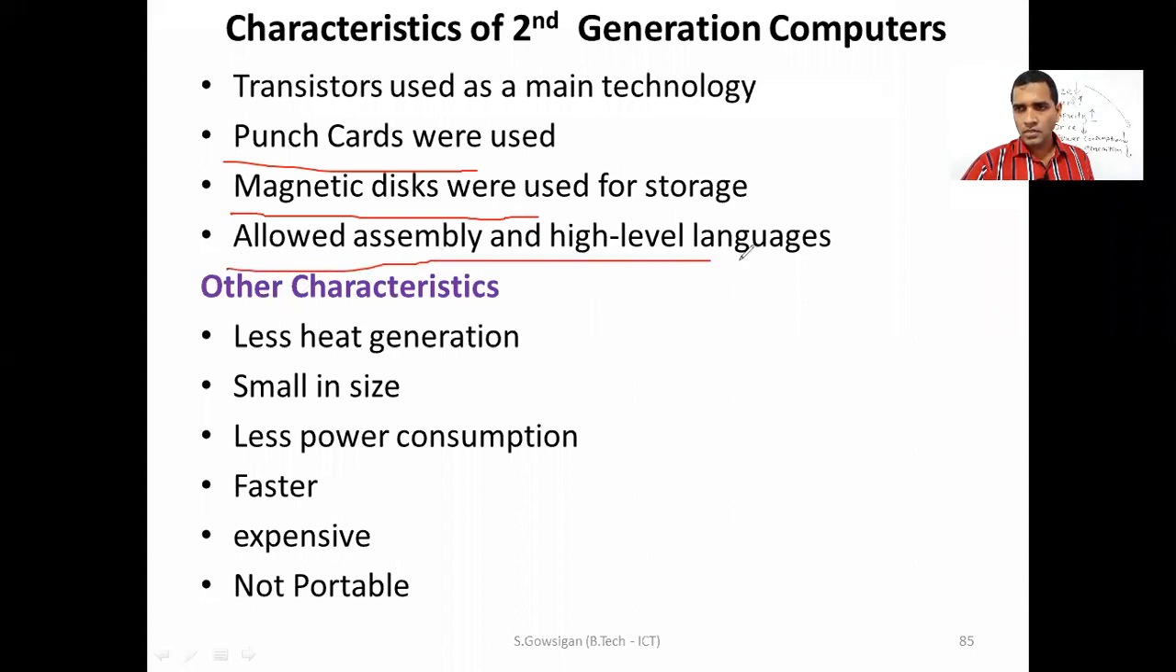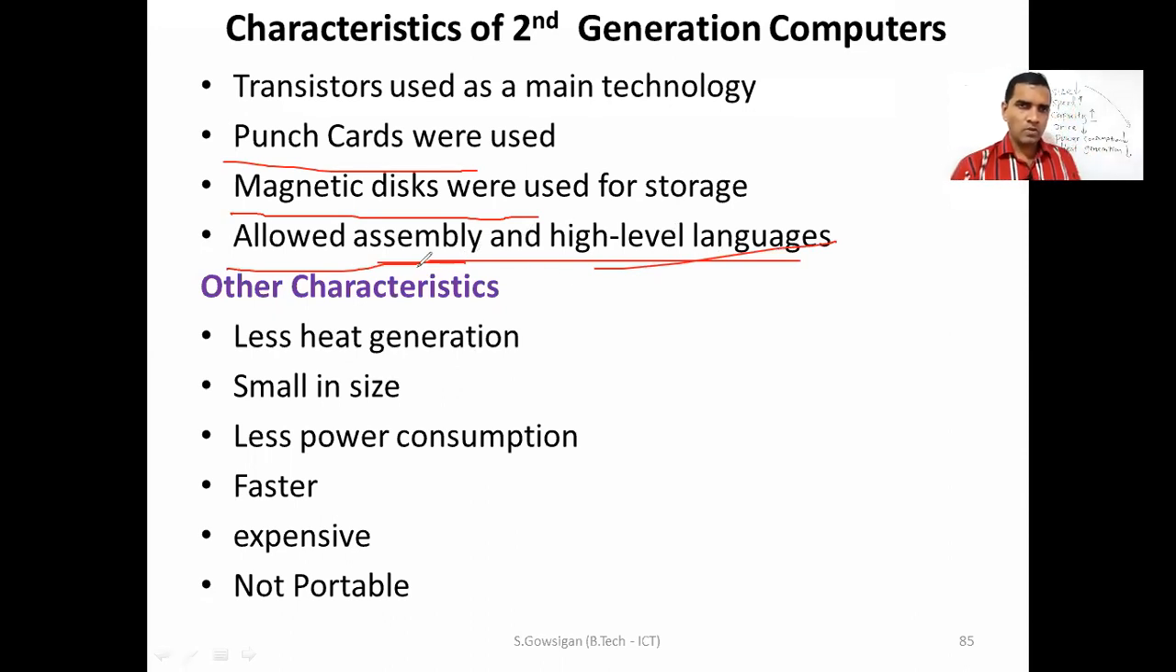Then they introduced a language called assembly. What was the language used in the first generation? Machine language. What is the issue with machine language? The programmers suffered a lot because they were not experienced in working with binaries, ones and zeros. So they wanted to change that. Machine language was replaced by assembly language and high level languages. There are two languages. Assembly language.